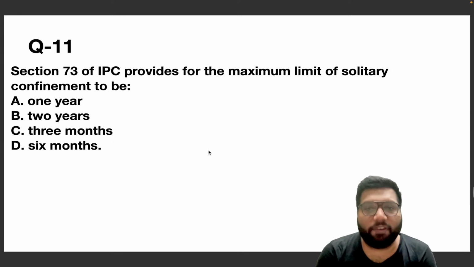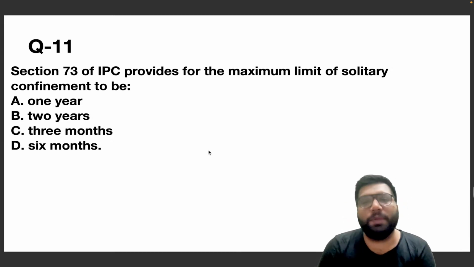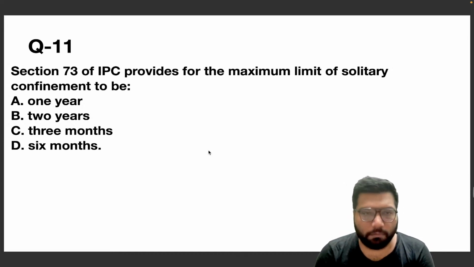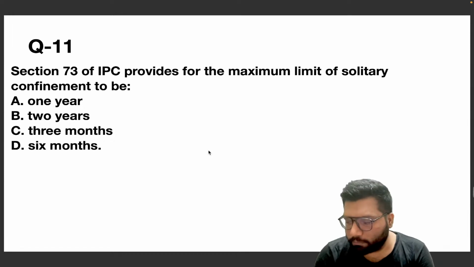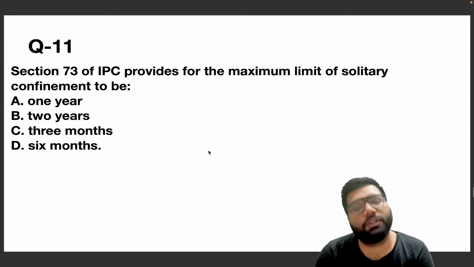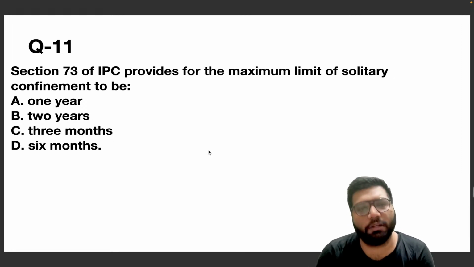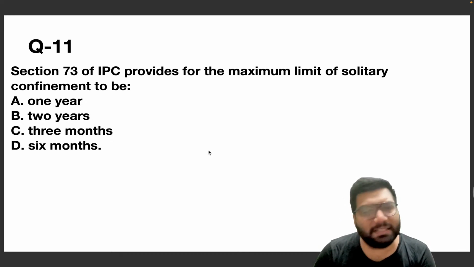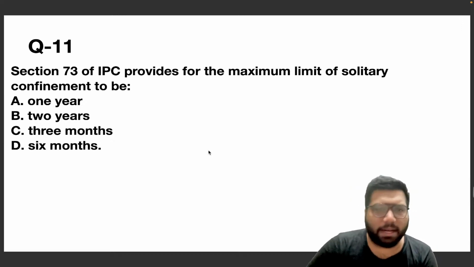Section 73 of IPC provides for the maximum limit of solitary confinement to be. I do have an interesting question in relation to this topic as well. So let's first check your answer. Starting from Sunita, everyone has answered C, that is 3 months, which is the correct answer.